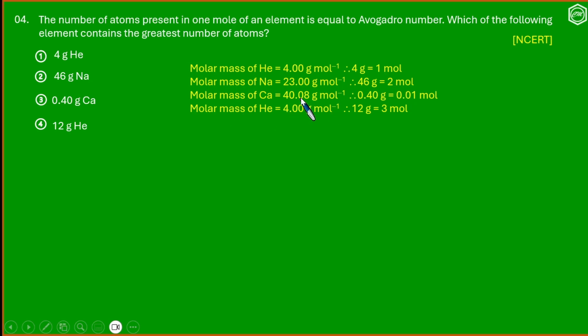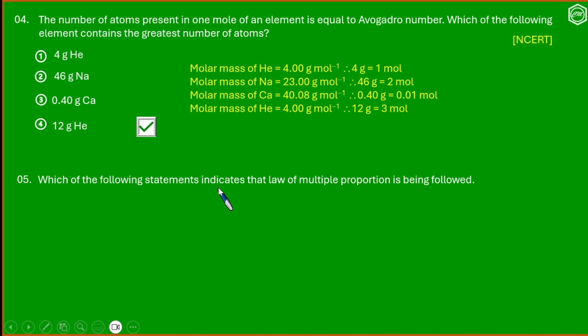Molar mass of calcium is 40.08 gram per mole. Therefore 0.4 gram, the number of moles will be 0.4 gram divided by 40, that is 0.01 mole. Molar mass of helium is 4 gram per mole, so 12 gram will be 12 by 4, 3 moles. So the greatest number of atoms will be in 3 mole, that is 12 gram.